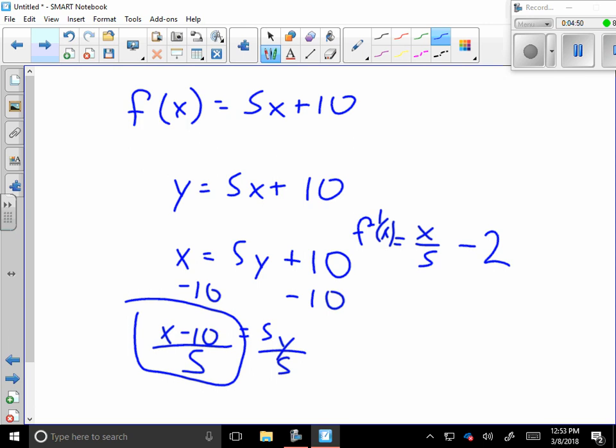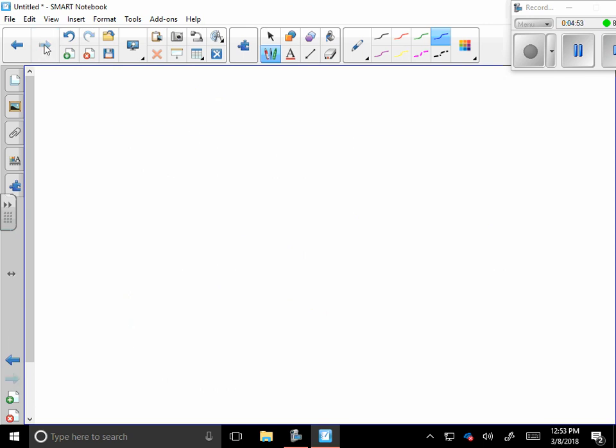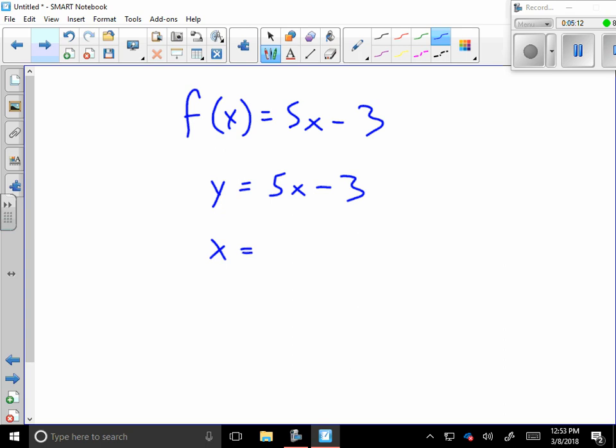Number 5, we would do the same way. We have f of x equals 5x minus 3, and we want to see if x plus 3 over 5 is its inverse. So if we just find the inverse of this and see if it's the same, switch them around, solve this one for y, add 3, and divide both sides by 5, we get x plus 3 over 5, which is what they asked about. And yes, they are inverses.